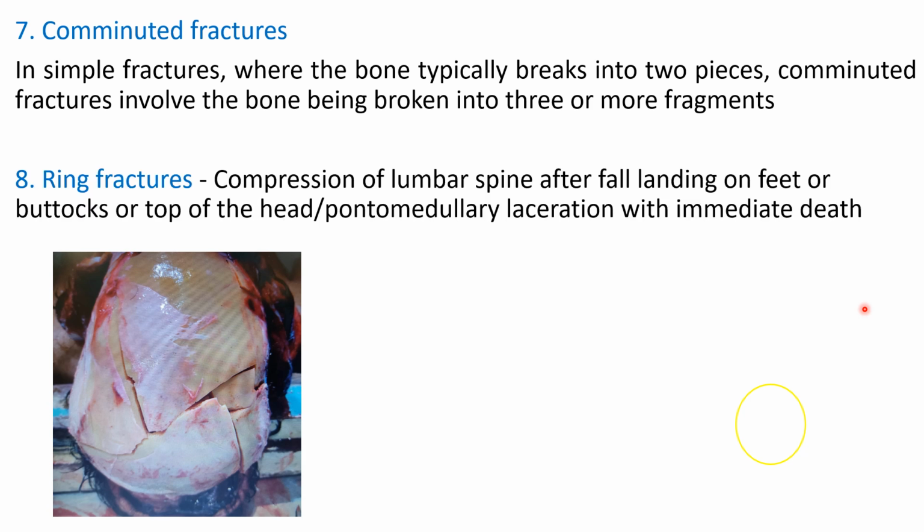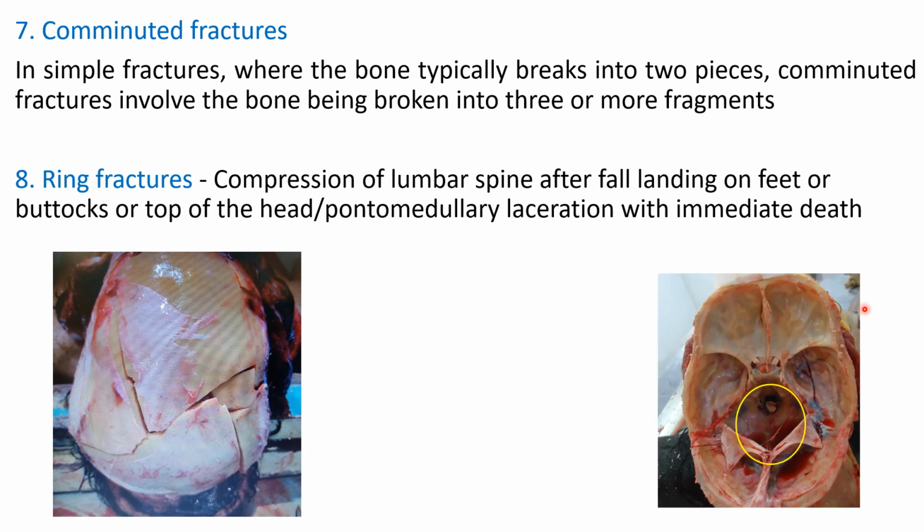The next type is ring fractures. It happens over the base of the skull, and it is seen surrounding the foramen magnum, as you can see here. It is due to the compression of the lumbar spine after a fall landing on feet or buttocks, or else it could be due to a heavy blow onto the vertex, causing fractures surrounding the foramen magnum. It is believed that these fractures cause immediate death because of the immediate vicinity of the brainstem.